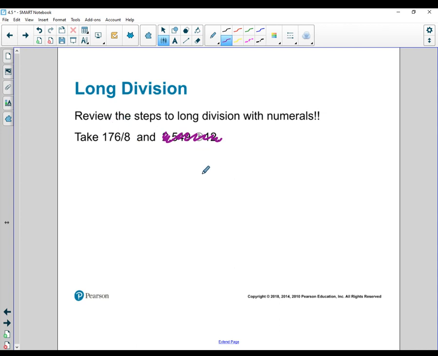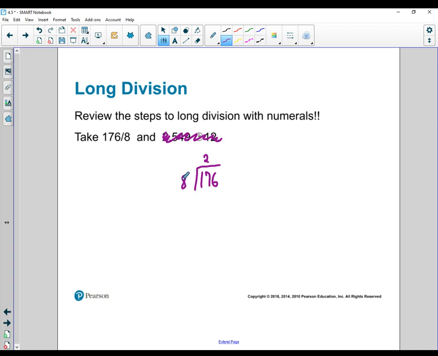176 divided by 8. Remember, the dividend goes under, right? And the thing you're dividing by goes here. And you kind of just ask what fits into each number. Does 8 fit into 1? No, it doesn't. So then we have to go to 17. Does 8 fit into 17? Yes, it does. It fits in there twice, right?